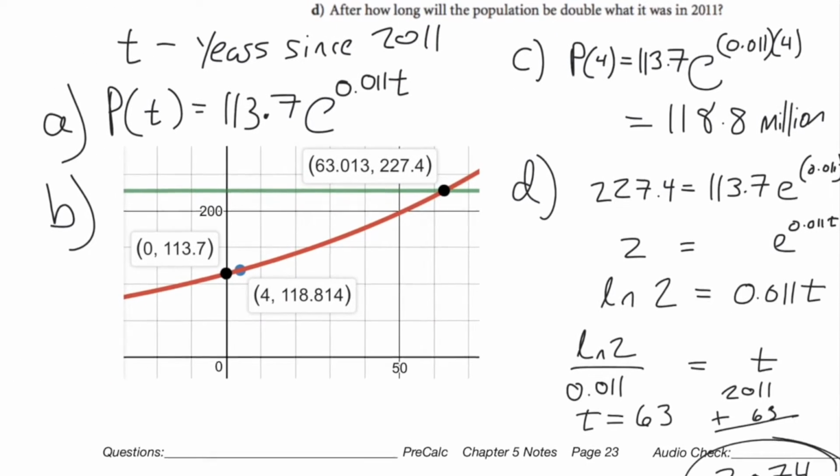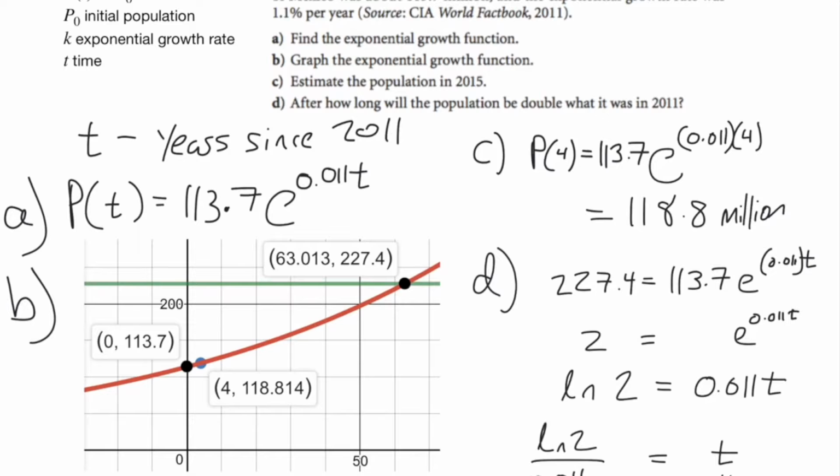If you want to graph that, this is what it would look like. Graph the exponential growth function. It's here. You can see 113 is at year 0, and that makes a lot of sense given what's going on.